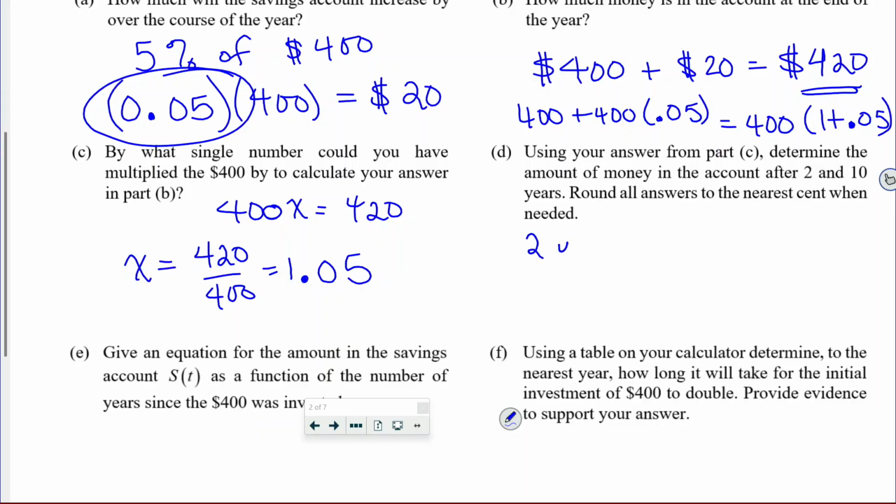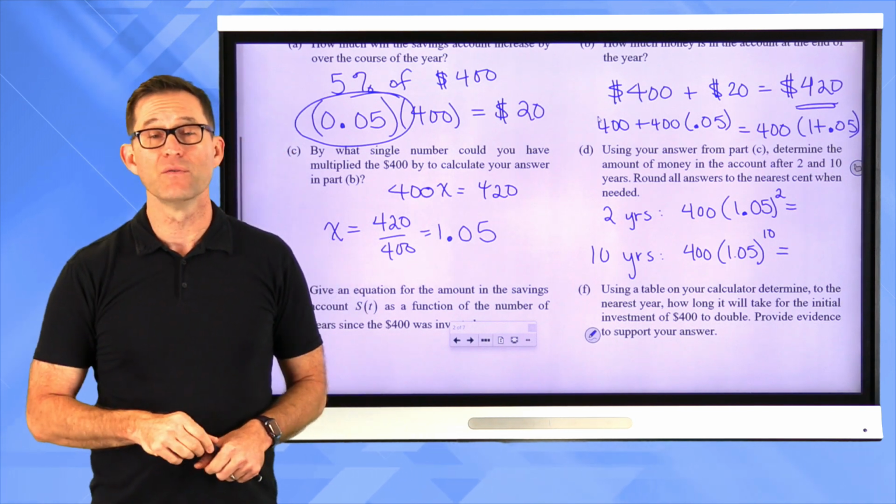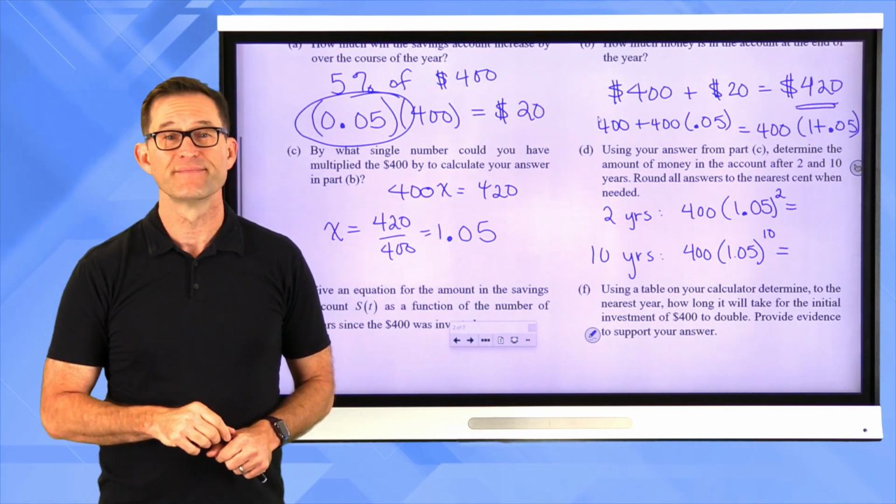So 2 years, that's going to be 400 times 1.05 to the second. And 10 years, that's going to be 400 times 1.05 to the 10th. So why don't you go ahead and figure out what those two values are? Pause the video now.